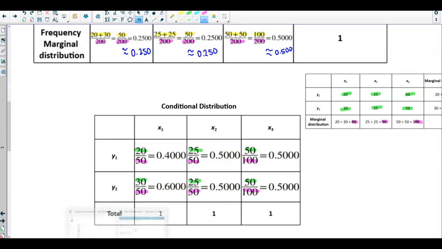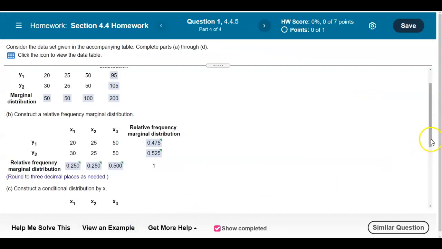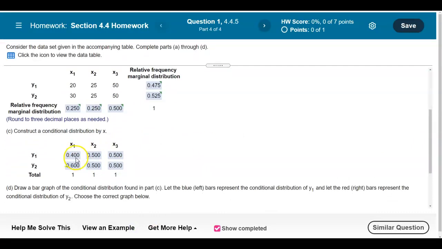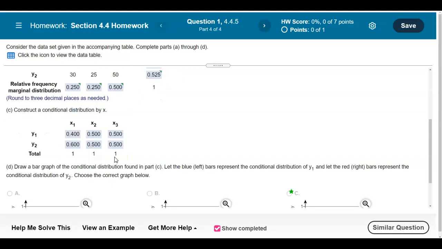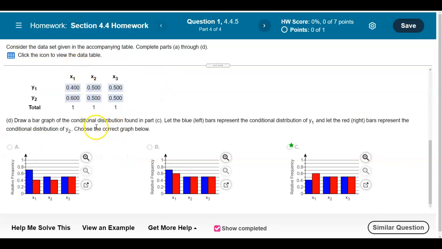Now let's put our information into our solution here: 0.400, 0.600, 0.500, 0.500, and likewise for the last 3. Now we're going to draw a bar graph of the conditional distribution found in part C. We let the blue left bars represent the conditional distribution of y1, and the red right bars represent the conditional distribution of y2, and then we choose the correct graph below.